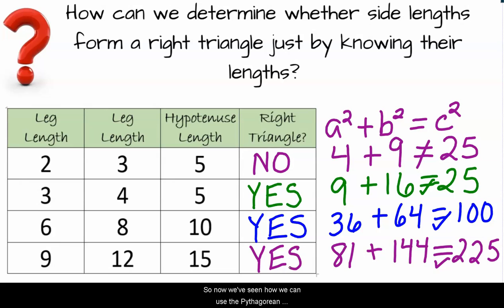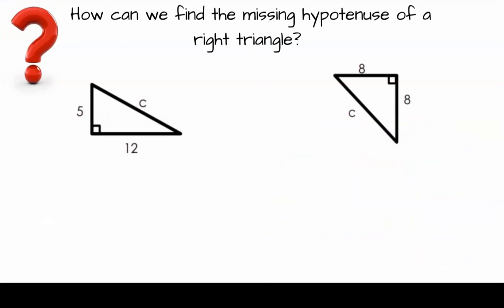So now we've seen how we can use the Pythagorean theorem to determine whether side lengths form a right triangle just by knowing their lengths. Our next question is, how can we find the missing hypotenuse of a right triangle? So we have two examples here, and we're going to learn how we can use that Pythagorean theorem to find a missing side length, and in this case, the missing hypotenuse. Let's start with our first example. We have our two legs, A and B, and then we have our hypotenuse, which we don't know.